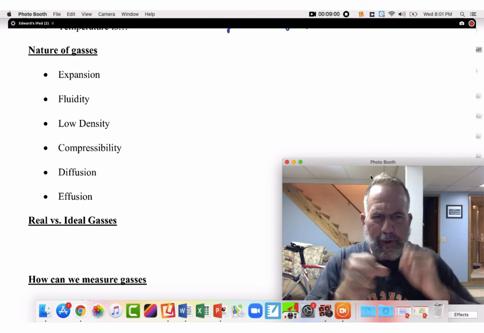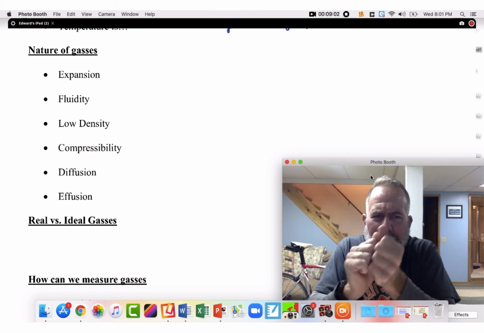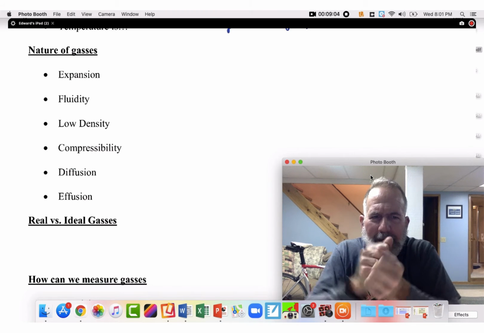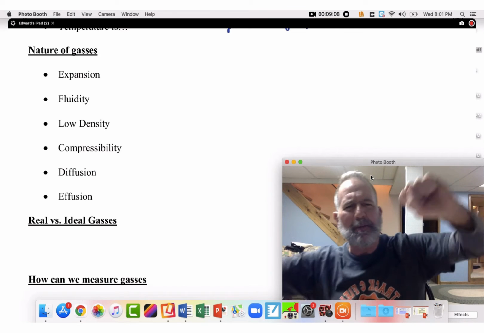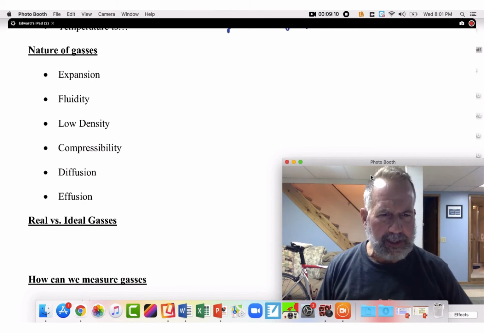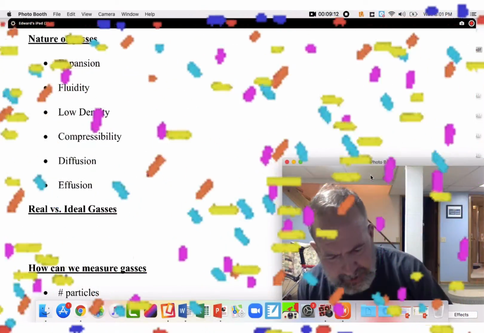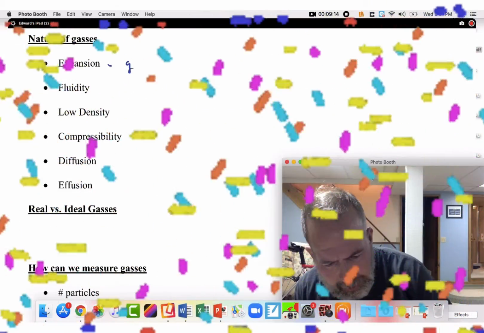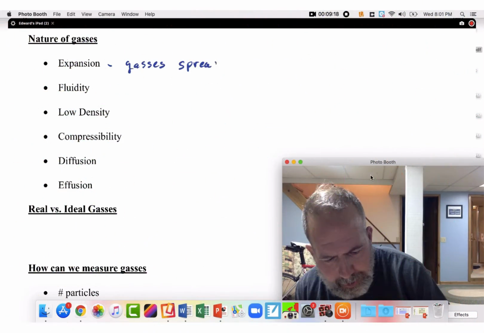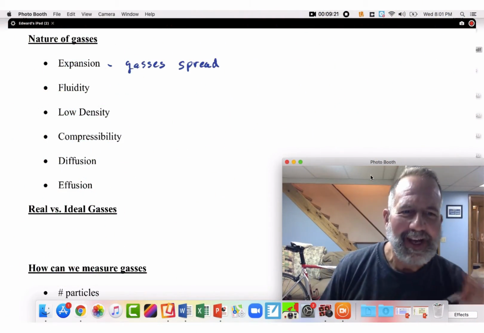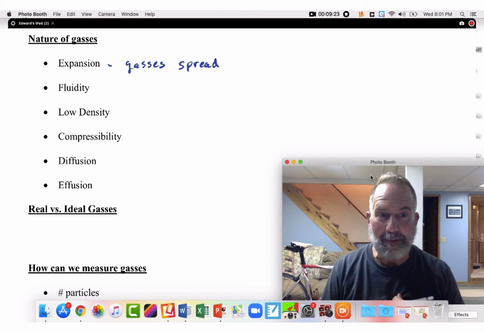If you remember, this is the old model. A solid, the particles are vibrating. Liquids, they can flow around each other. And gas particles are flying everywhere. They can be as far apart as they can get. All right? So expansion, gases can spread apart. I'm just going to put gases spread. You know what that means. I know what that means.